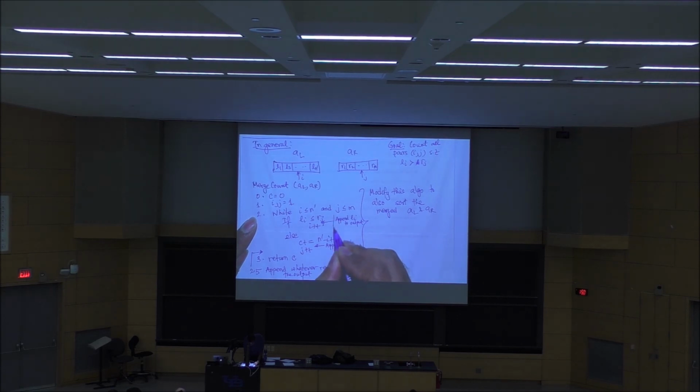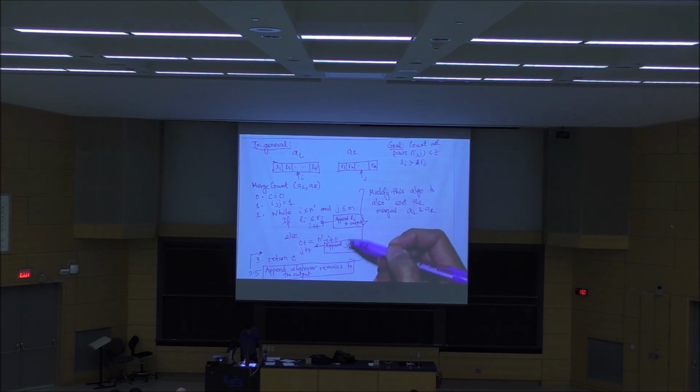So maybe I'll box these to stress the parts that we added. But note that if we were just not counting this part and removed everything that had to do with count, you will recover exactly the merge algorithm that you've seen before, right? So this algorithm to count the number of crossing inversions as well as merge two sorted arrays is basically just adding a few lines where you count the number of inversions to the merge algorithm.